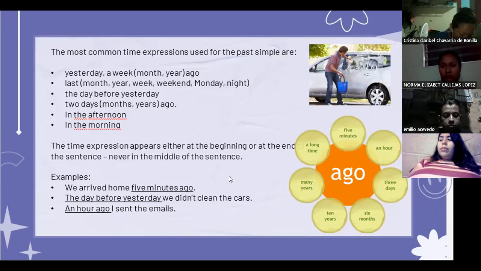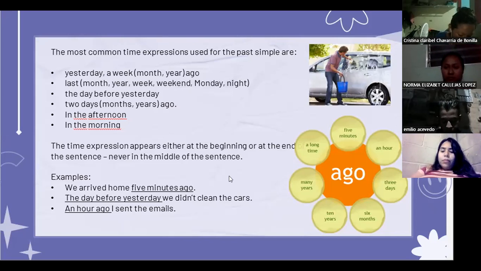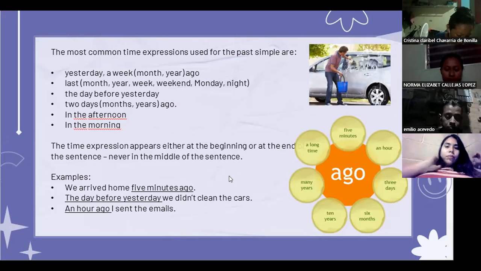A ver, ¿quién me falta aquí? Vamos a ver, que no he leído. I went to the airport in the morning. Very good. Ajá, Manuel. Drunk es el pasado. Drunk es el pasado participio. And drunk también es borracho, ¿verdad? También se usa para el borracho.